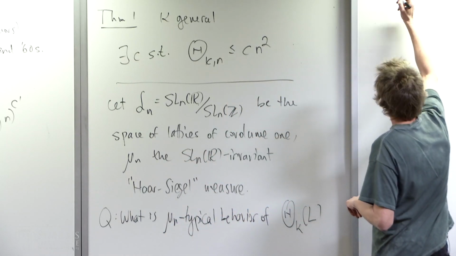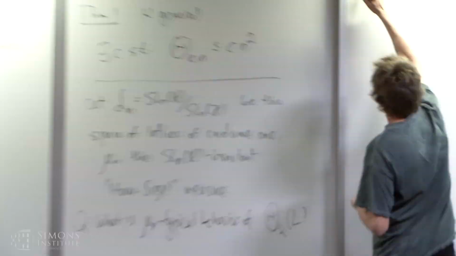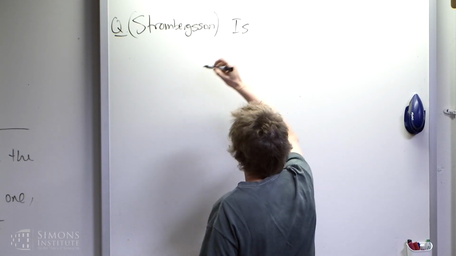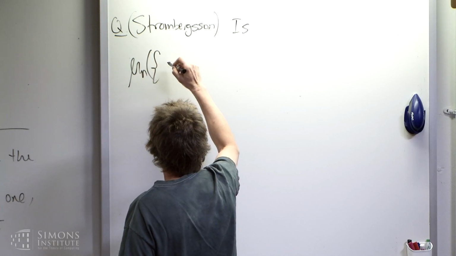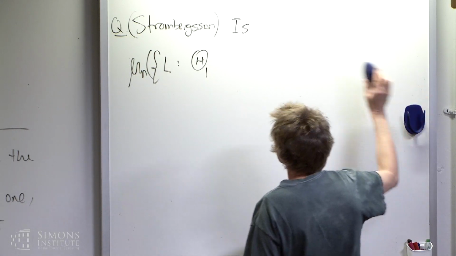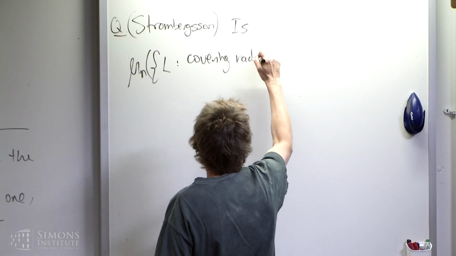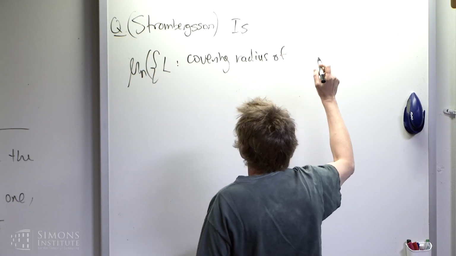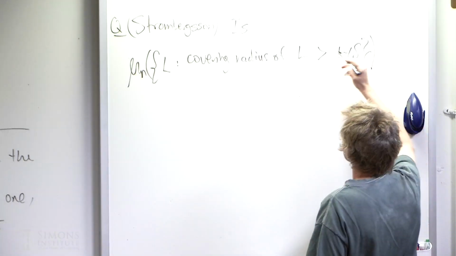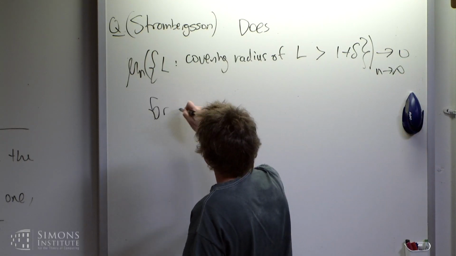So a question of Strömbergsson, for example, is the mu n probability that such that. So let me use the terminology covering radius and then explain the relationship. So covering of delta. Does this go to 0 as n tends to infinity for any positive delta?